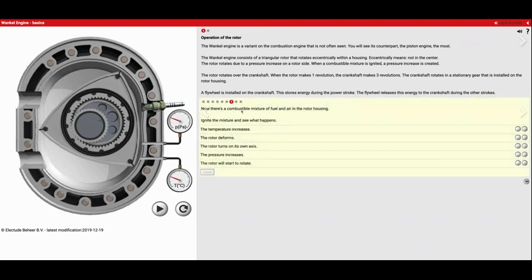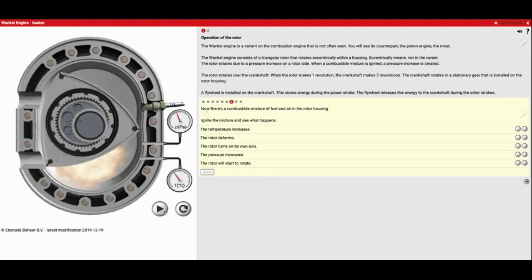Now there's a combustible mixture of fuel and air in the rotor housing. So over on this side, there's air and fuel in there, and it got it from this space right here. We're going to hit play and see what happens. You're going to see a big flame, and you're going to see the pressure spike up. And that's where my explosion happened, my combustion right there.